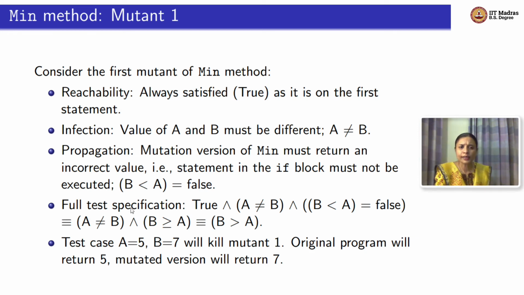So the full test specification is: reachability is true, infection is A not equal to B, propagation is (B less than A) equal to false. If I simplify this predicate, I will get B greater than A. So any test case with actual values of A and B such that A is less than B will kill the first mutant. This is what we saw right in the beginning of this lecture.